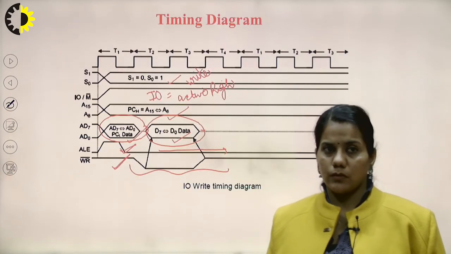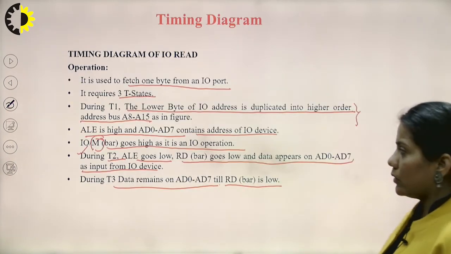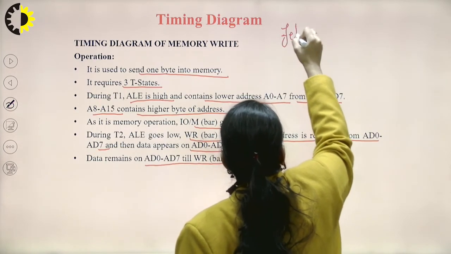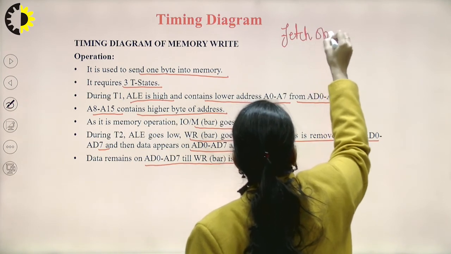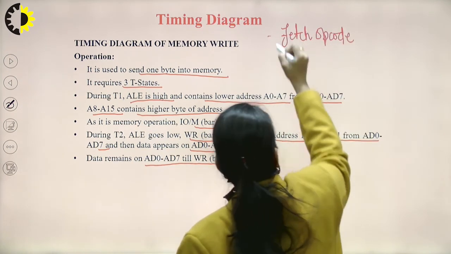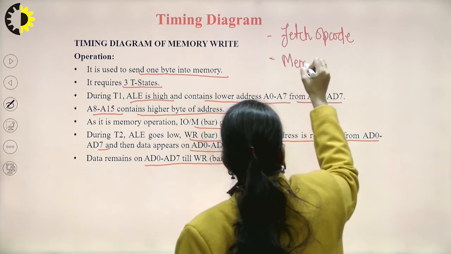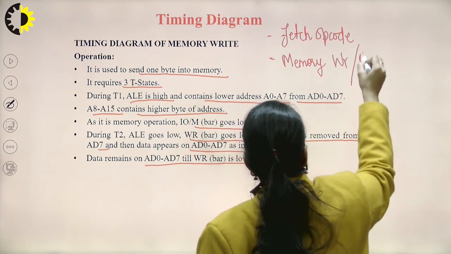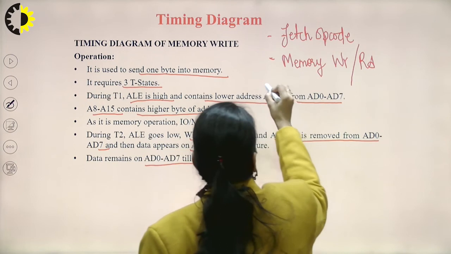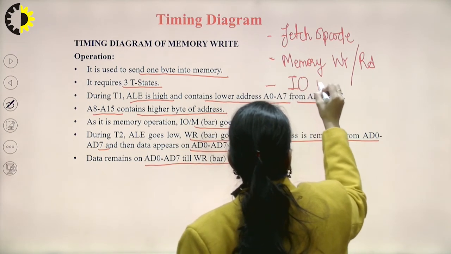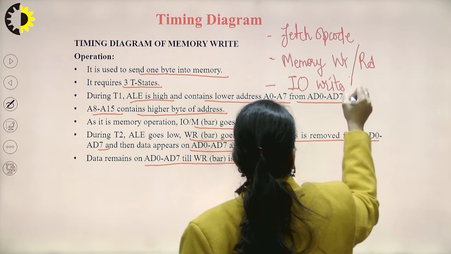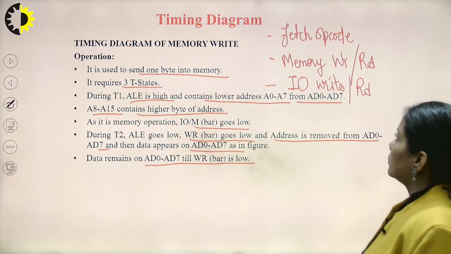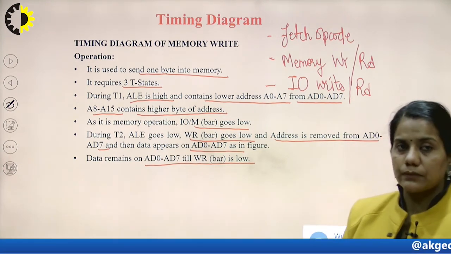input-output write timing diagram. So today we studied the types of machines, the basic machine cycles: opcode fetch, next is memory write, next is memory read, next machine cycle is input-output write, and input-output read. So in this way we complete all the basic machine cycles.